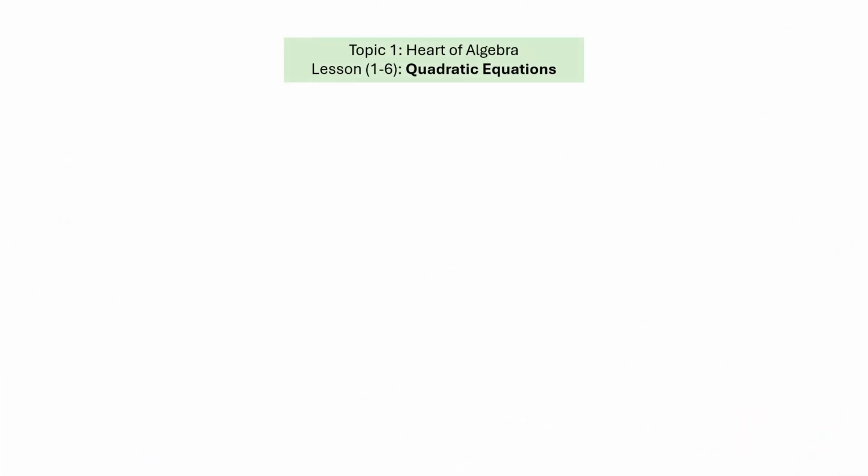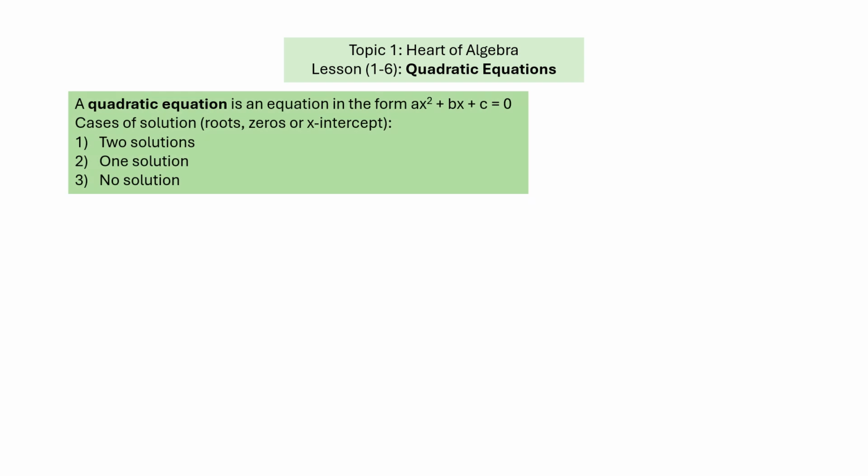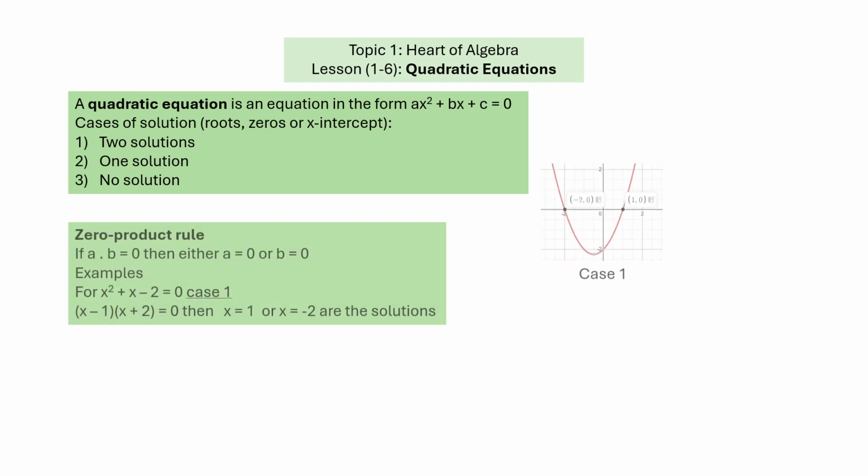Now we will study lesson 6, topic 1, also Heart of Algebra. It's called quadratic equations. A quadratic equation is an equation in the form ax squared plus bx plus c, but equated to 0. Like factoring x squared plus bx plus c equals 0, but the extra thing is you equate it to 0 to get the roots, or the solutions, or x-intercepts. Solutions, roots, zeros, or x-intercepts all mean the same. The answer may be two solutions, one solution, or no solution.